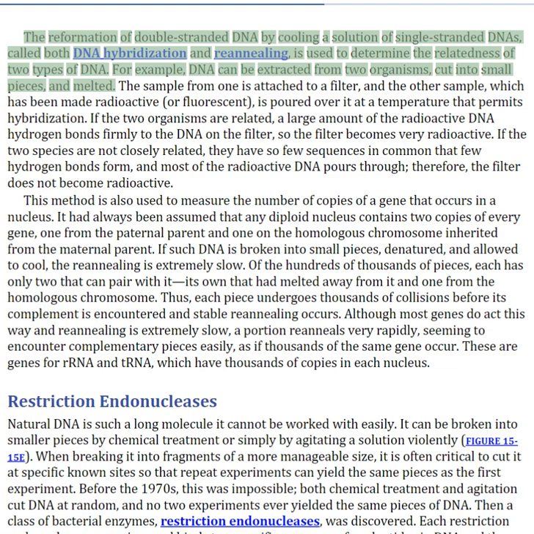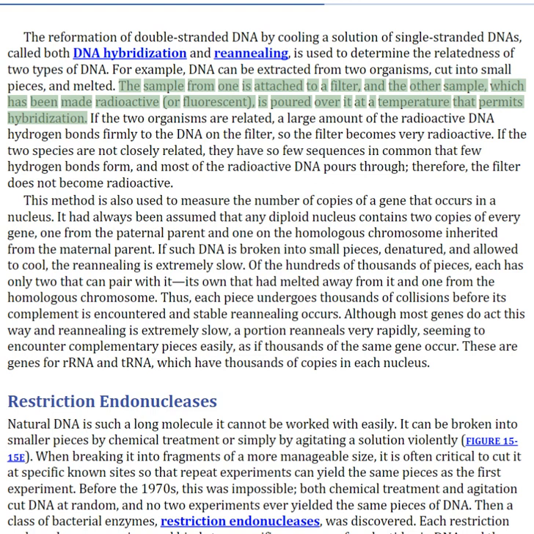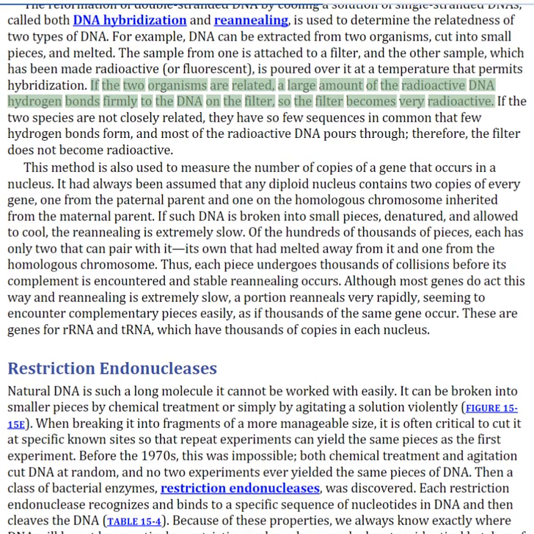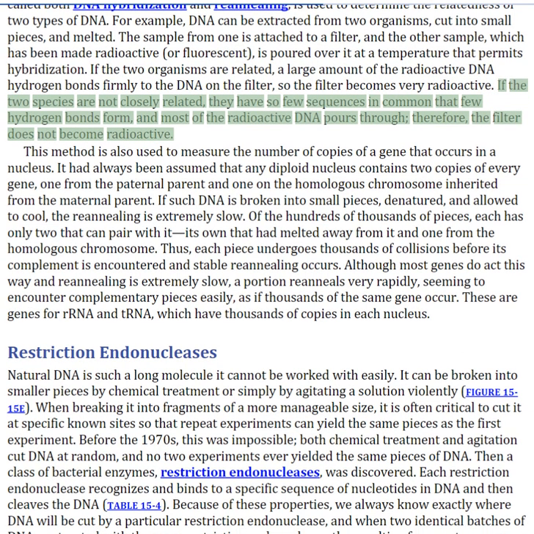For example, DNA can be extracted from 2 organisms, cut into small pieces, and melted. The sample from one is attached to a filter, and the other sample, which has been made radioactive, is poured over it at a temperature that permits hybridization. If the two organisms are related, a large amount of the radioactive DNA hydrogen bonds firmly to the DNA on the filter, so the filter becomes very radioactive. If the two species are not closely related, they have so few sequences in common that few hydrogen bonds form, and most of the radioactive DNA pours through, therefore, the filter does not become radioactive.